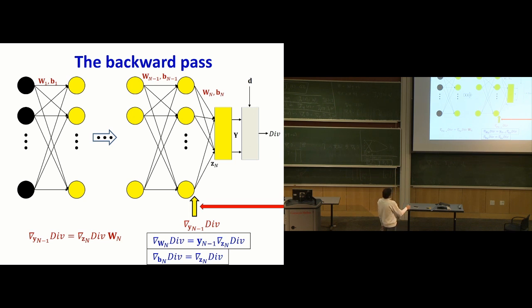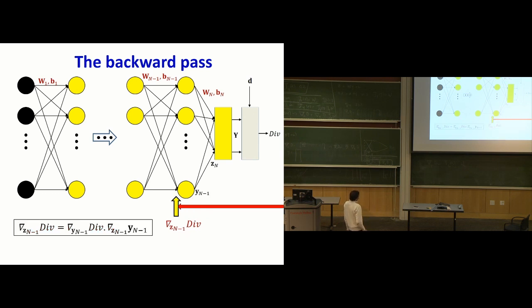And so also I can compute the derivative of the divergence with respect to the biases here, which is simply going to be the gradient of the divergence with respect to z. So we're all set. Now having done this, at this point I already have the derivatives of the divergence with respect to all of these y values. I can take a step back. And now I can compute the derivative of the divergence with respect to these z values.